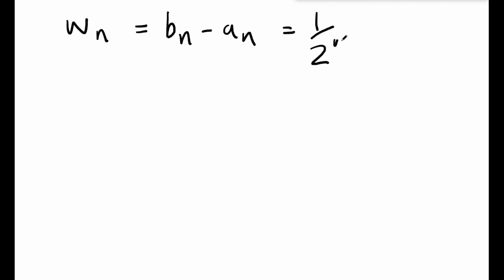And what do we know about the width? Well, the width itself halves each time, because it's a bisection method. So that's b_n minus a_n, just rewriting from the last slide, but it also is some factor of 2 over the initial bracket.